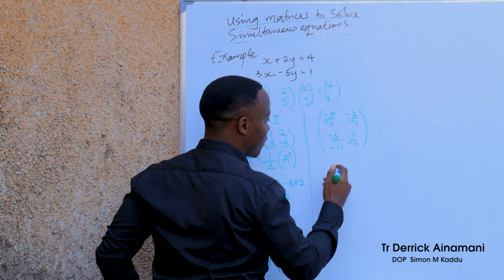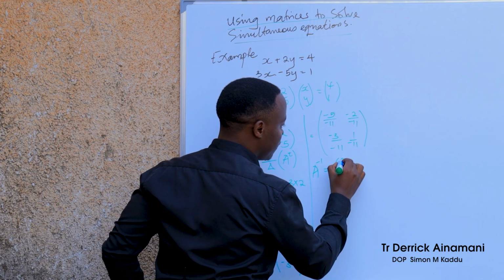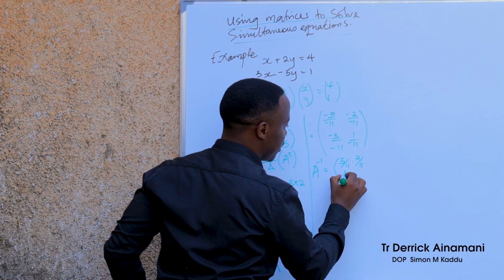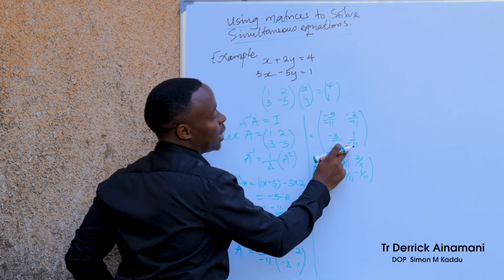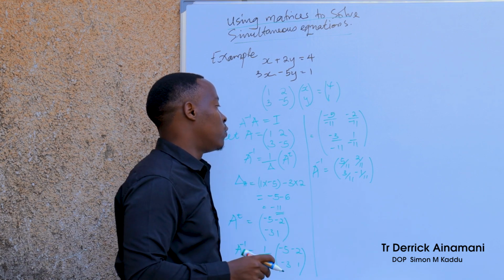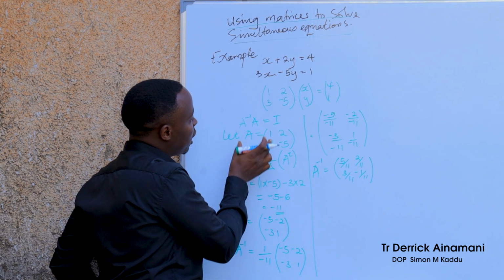So the negatives go on cancelling and we shall have our A inverse equal to 5 over 11, 2 over 11, 3 over 11, and negative 1 over 11. Here the negative remains there because we didn't have the other negative for it to cancel with. So we get our A inverse, and we put it in our formula here.